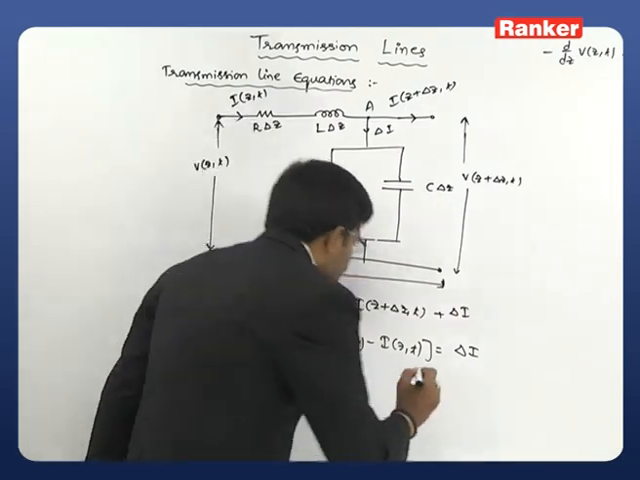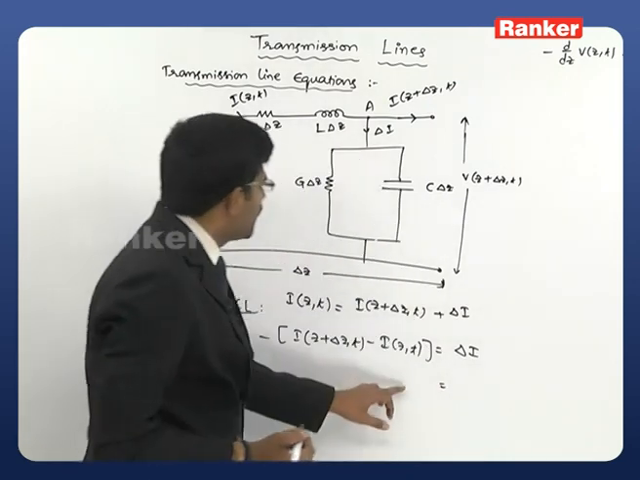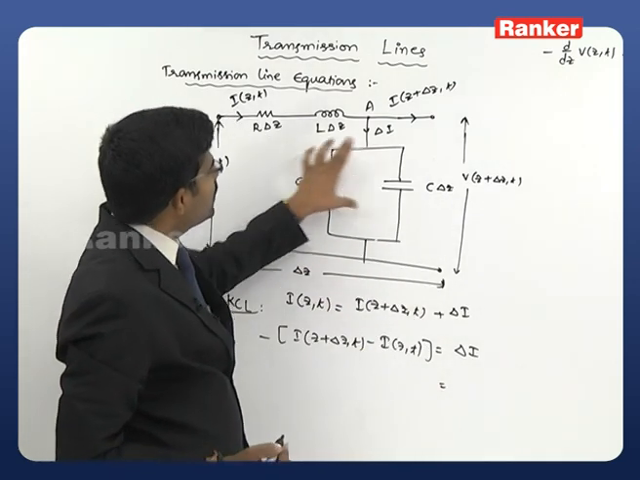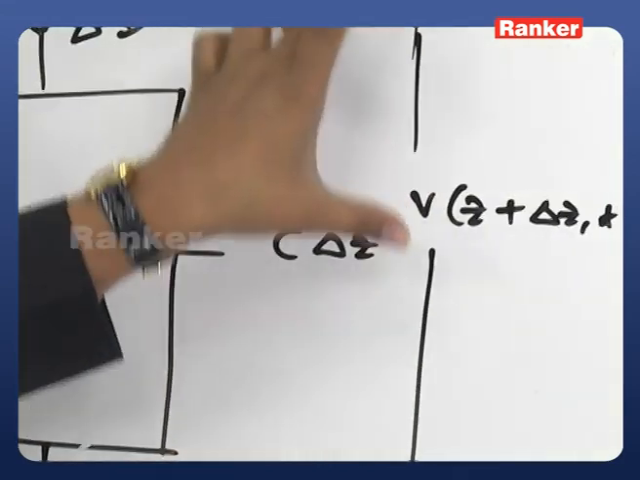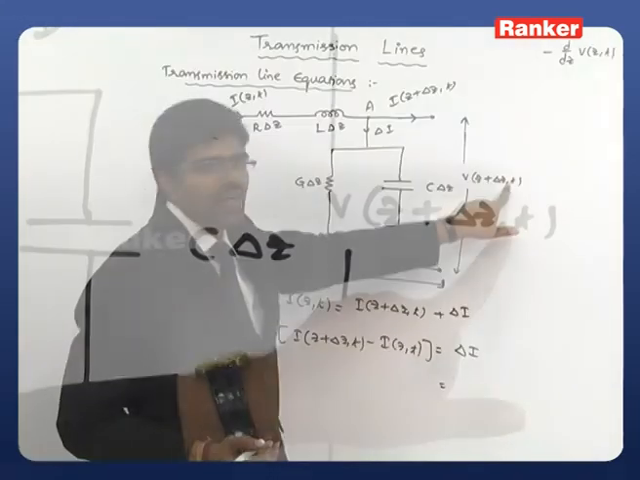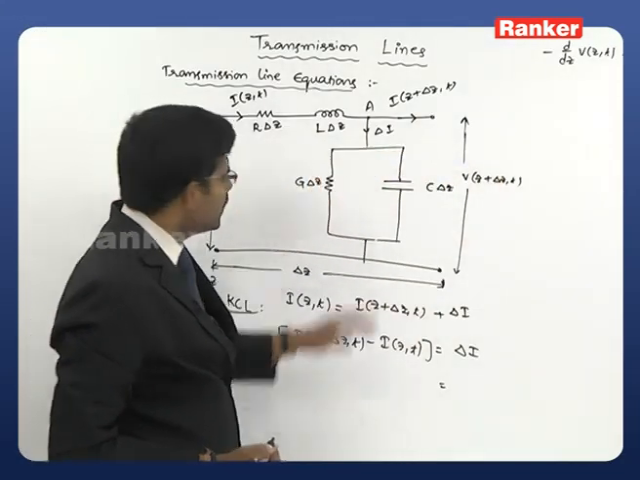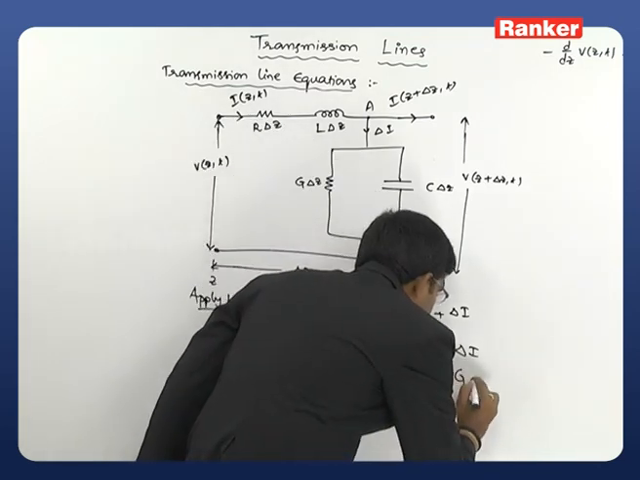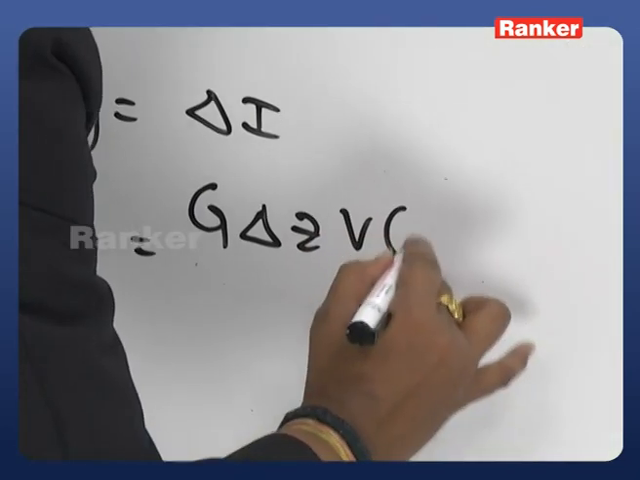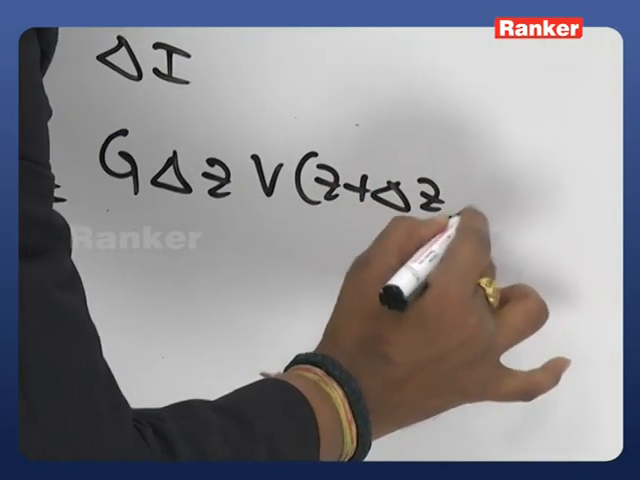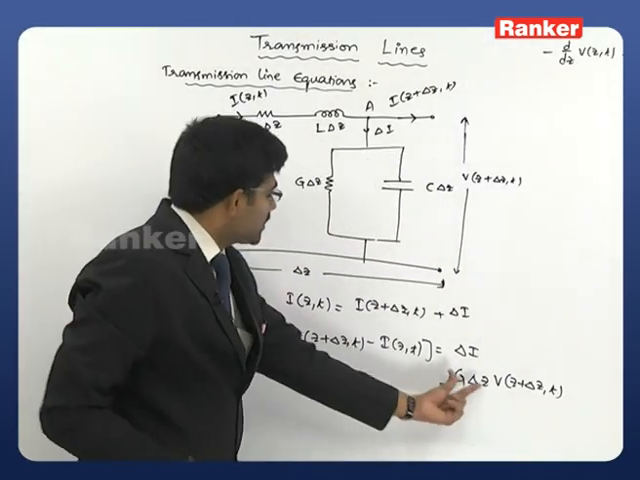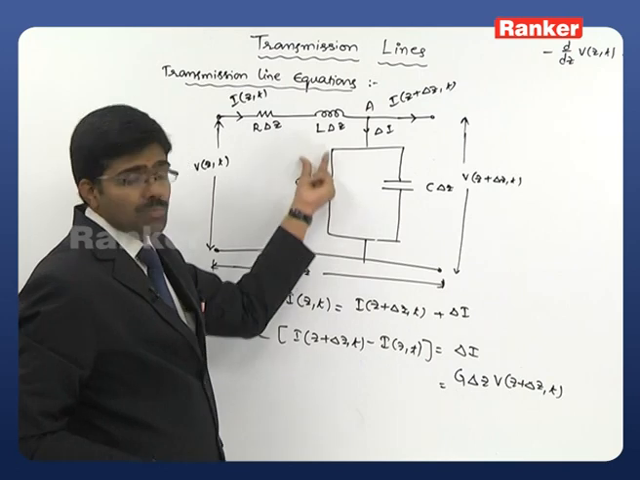Just directly I am writing, this is simple circuit theory that you know already. The conductance multiplied with the potential across this one. The voltage across this one is V of z plus delta z comma t. Multiplied with the conductance always gives the current. So which is equal to G delta z, the potential is V of z plus delta z comma t. So this current is meant for the current which is flowing in this particular branch.